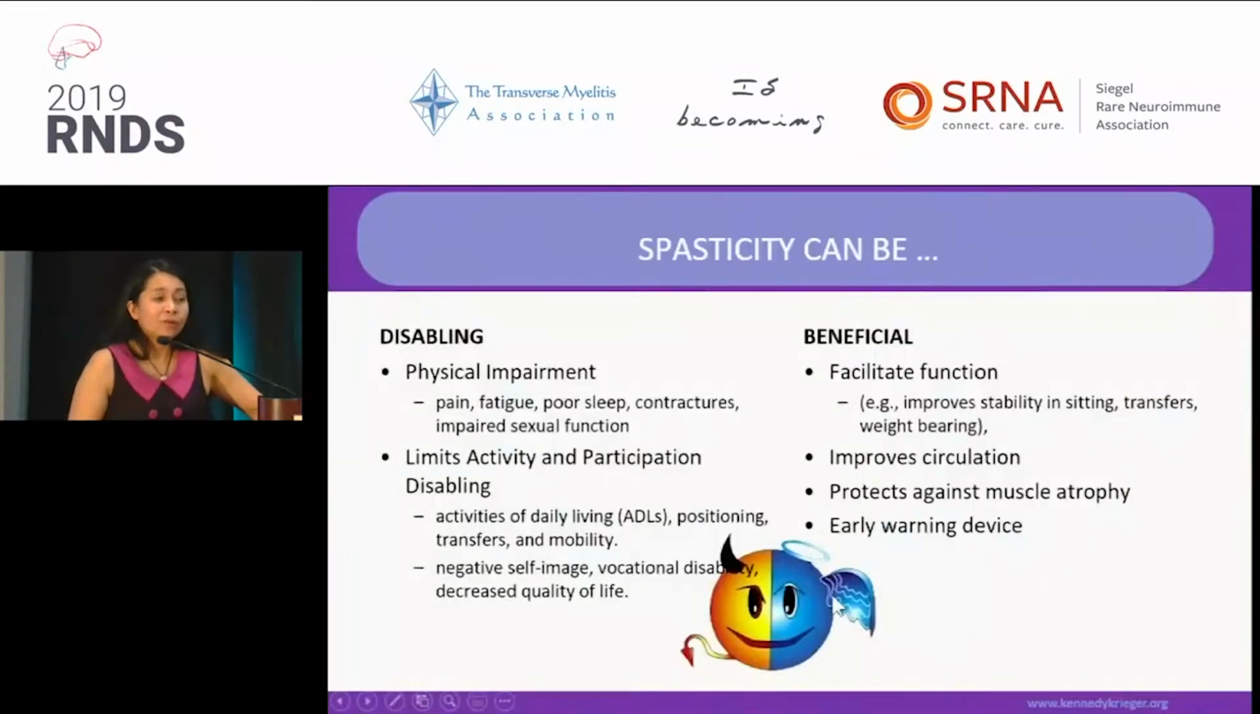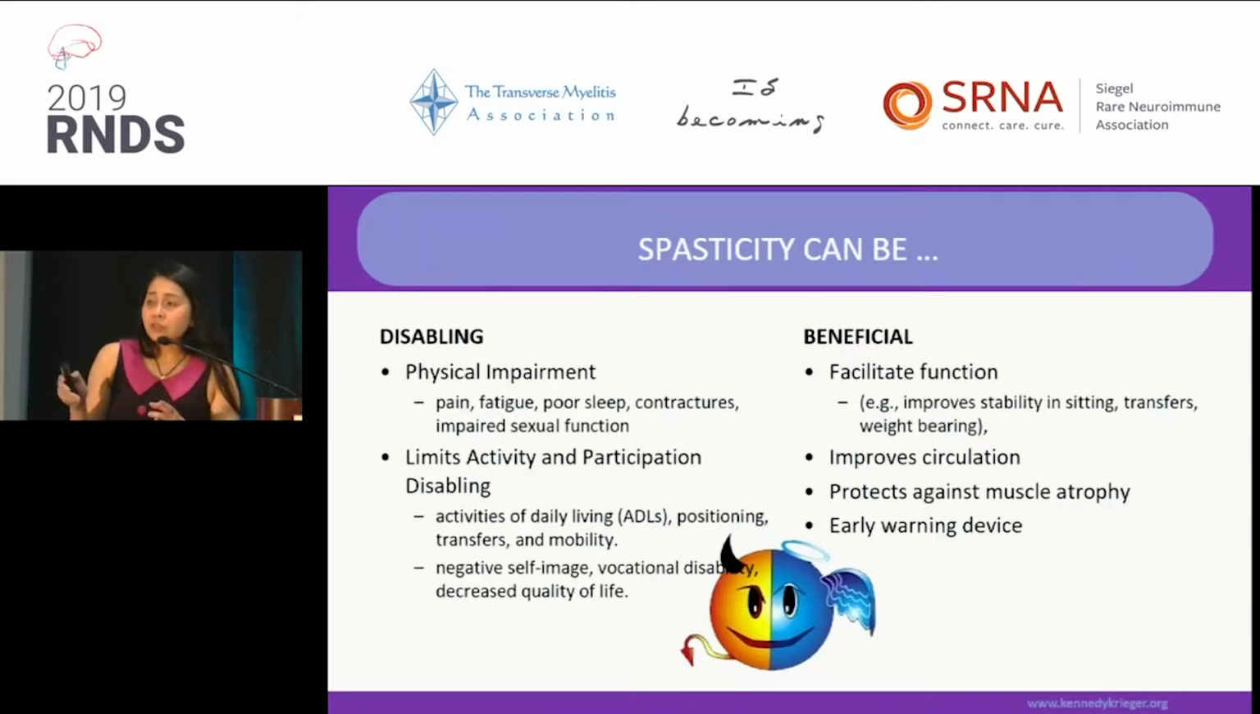All right, so it can be disabling, as I mentioned earlier. It can cause physical impairment, pain, fatigue, poor sleep. If it's always tight and not relaxing, the muscles can end up shortening. It can impair sexual function, and it limits your ability to participate and do the things that you want in life. It can be something as simple as trying to feed yourself, or trying to dress in the morning, or trying to access the remote control.